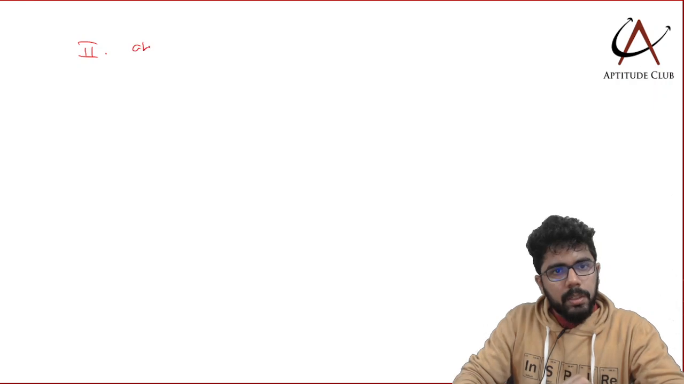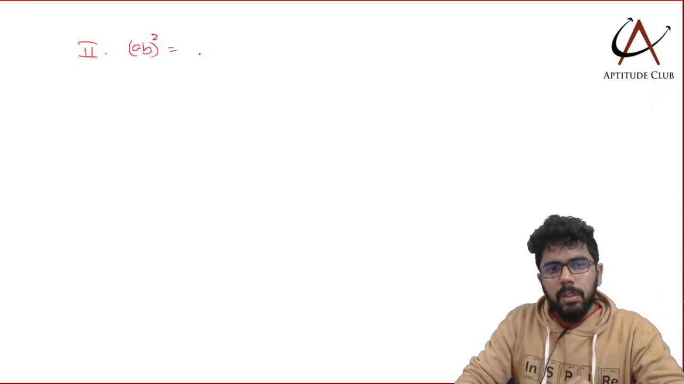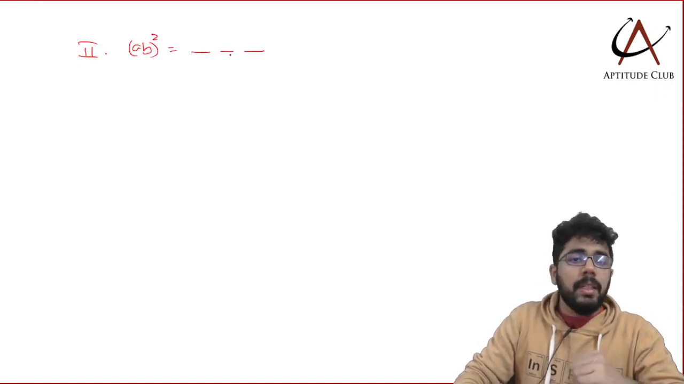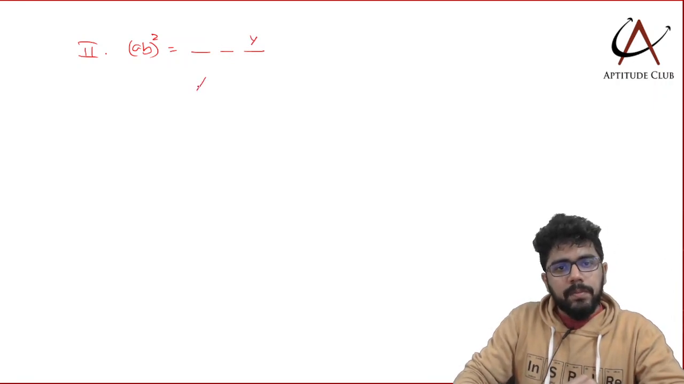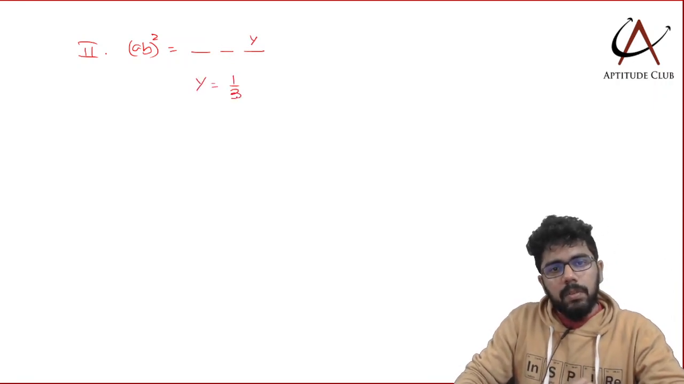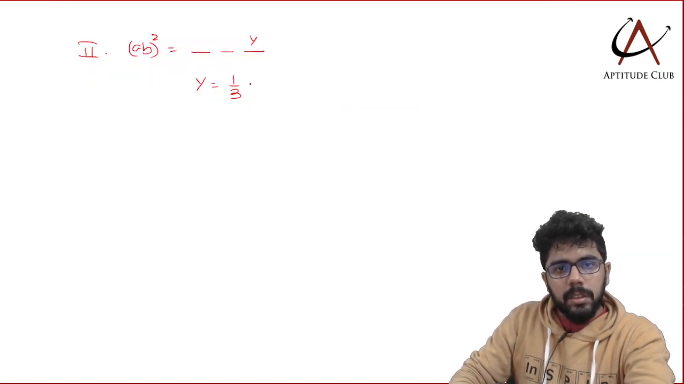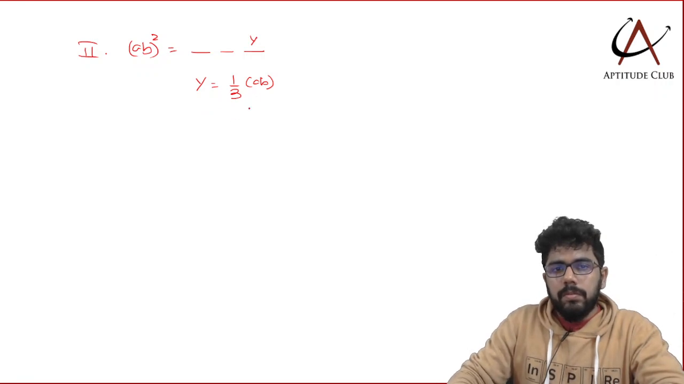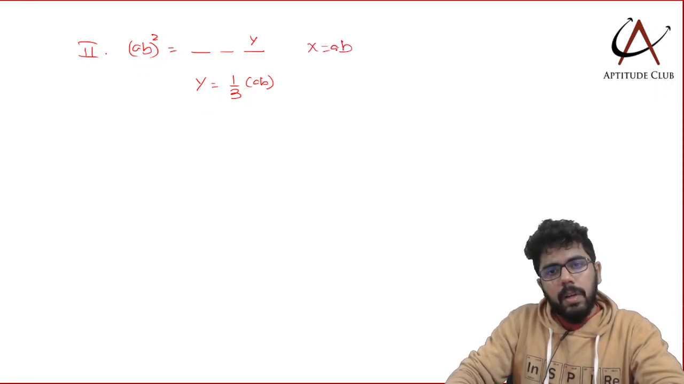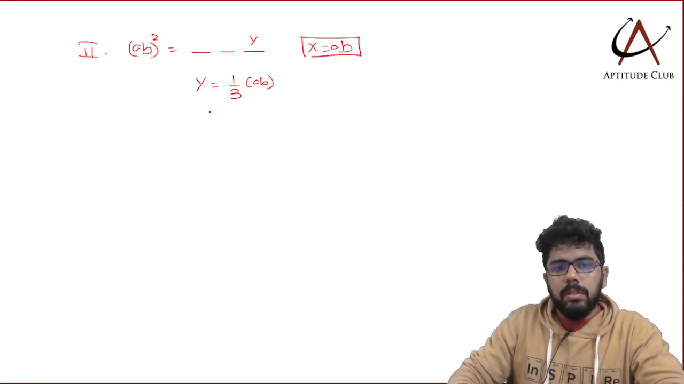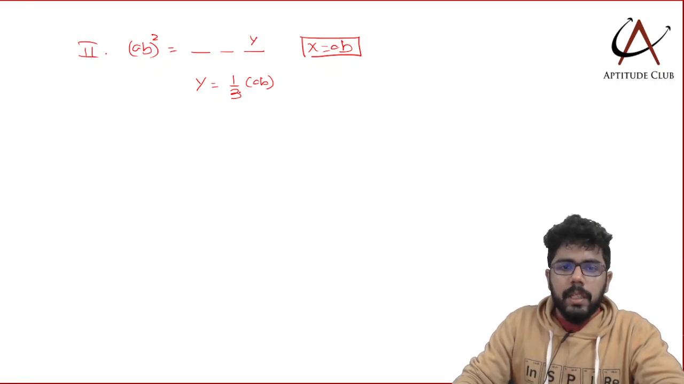Again to recap, Nadim's age is AB, a 2-digit number. When we square it, I'm getting a 3-digit number whose unit digit is y, and y is basically 1/3 of x. What is x? X is Nadim's age, AB. So y is 1/3 of x, meaning 1/3 of AB, and y is a digit.